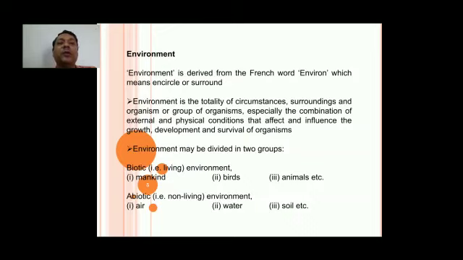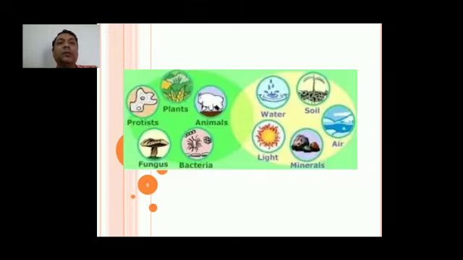Environment may be divided into two groups: biotic environment and abiotic environment. Biotic environment has the group of living organisms, and abiotic environment has the non-living things. The living things are human, plant, animal, bacteria, fungus, protozoa, virus, and non-living things are water, soil, air, mineral, light. These non-living things may help directly or indirectly in the development of the living things.